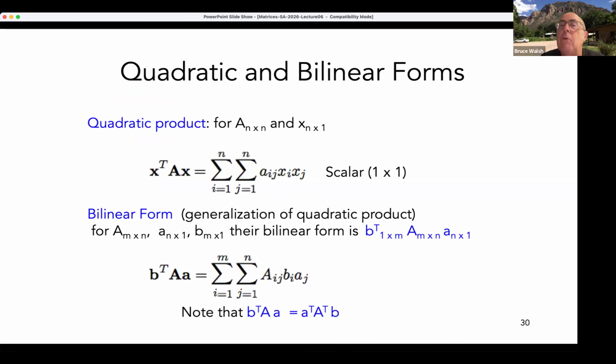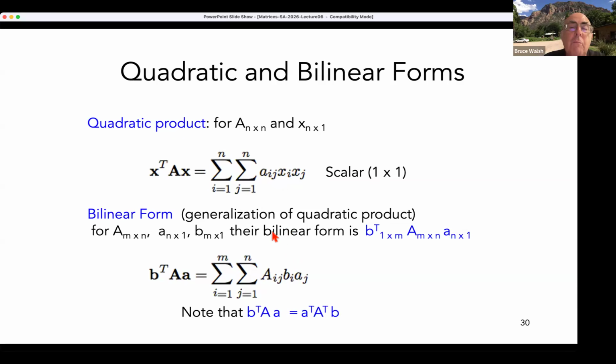A couple more concepts, and we're kind of in the home stretch here. So we're going to talk about quadratic products and also bilinear forms. So you'll very often see expressions like this, X transpose AX. That's this sum. We call it a quadratic product. Why? Because I've got xi xj, or for i equals j, I've got xi squared. These are either cross products or squared products.